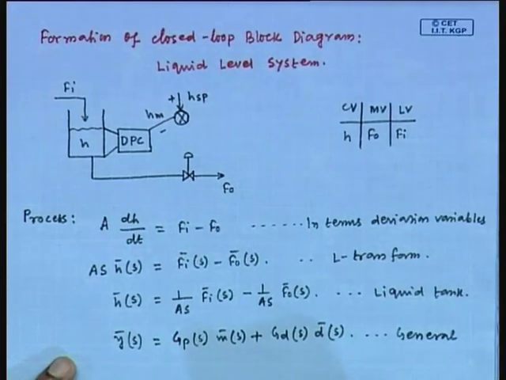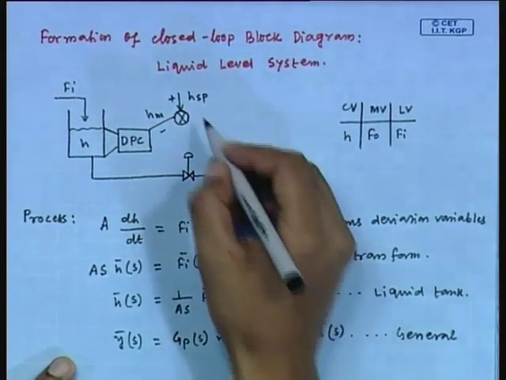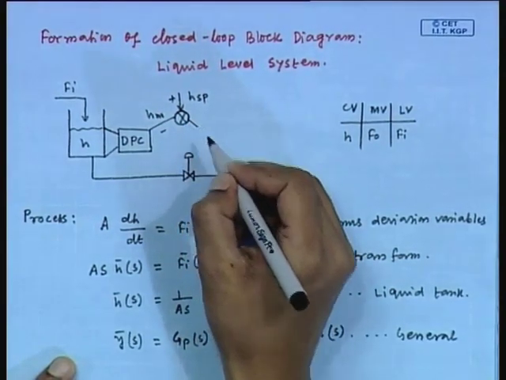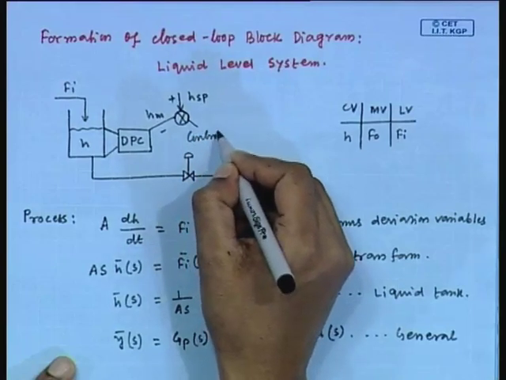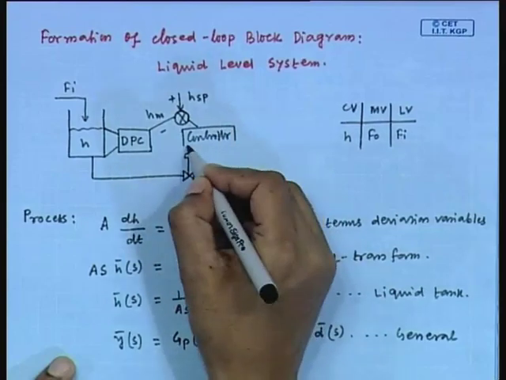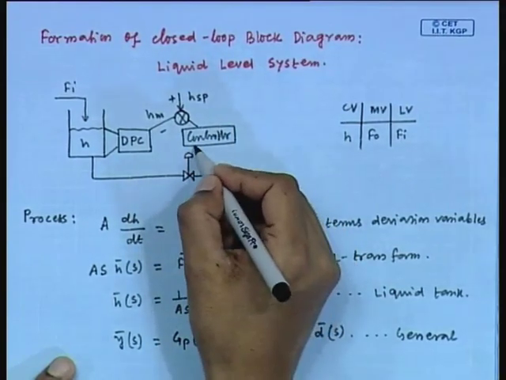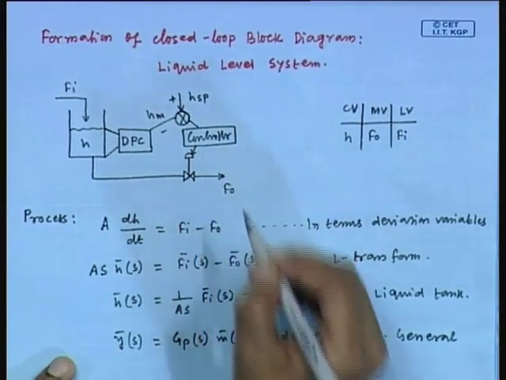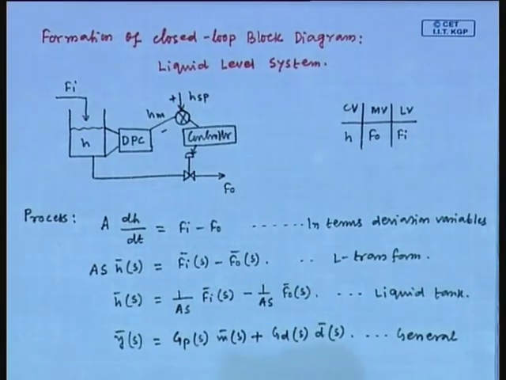Measured height is compared with the set point value. Then this error signal is supplied to the controller, and controller action is implemented through the final control element. This is the control configuration of the example liquid level system.